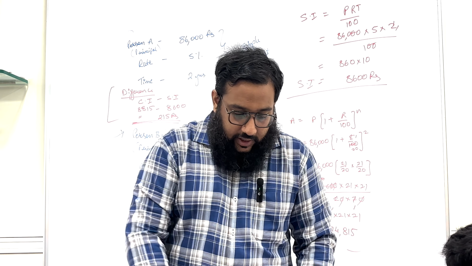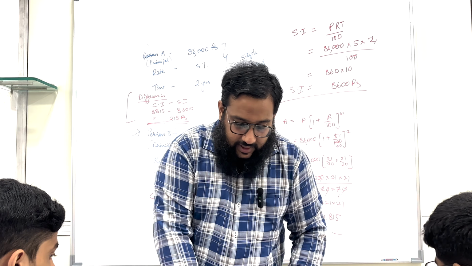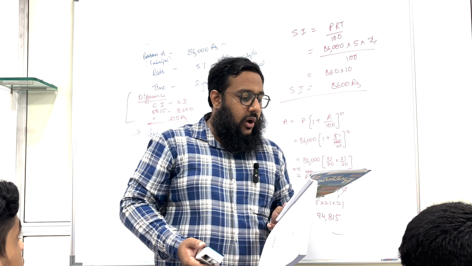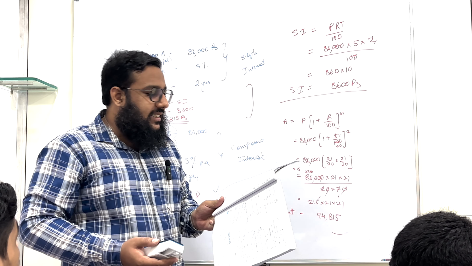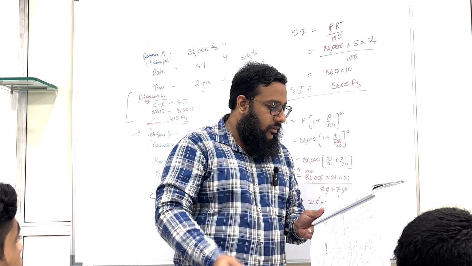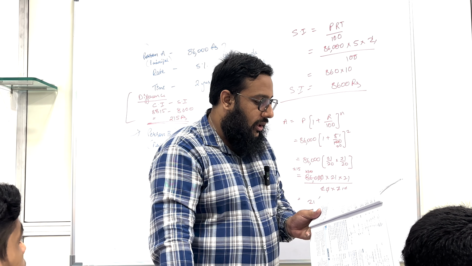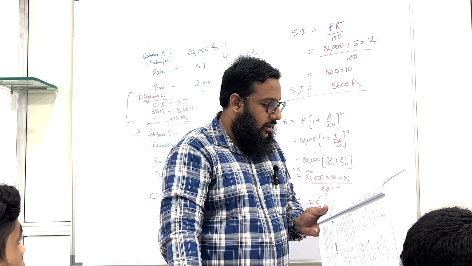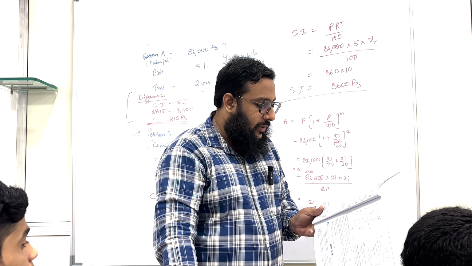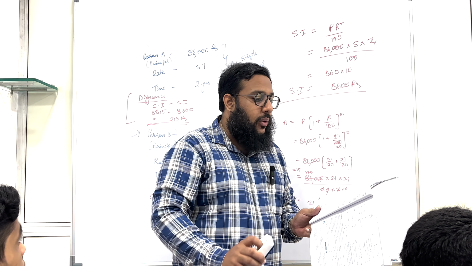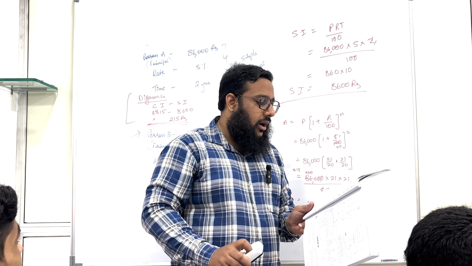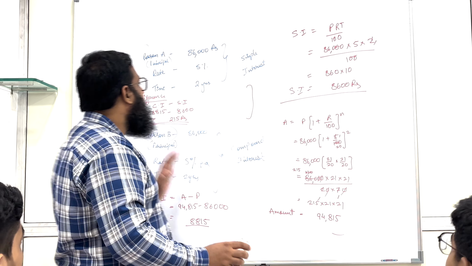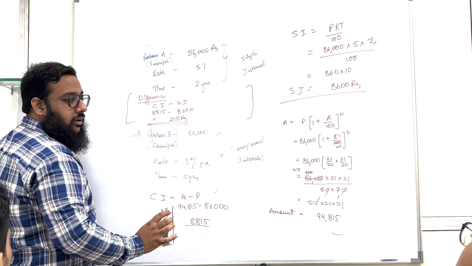Now, come to the next sum. Let's see. Arun borrows 24,000 from Brian at simple interest for 2 years at 5% per annum and immediately lends out this money to Chand for 2 years at 5% per annum, compounded annually. What is Arun's gain in this transaction? Same thing, we have to do the same thing over here.